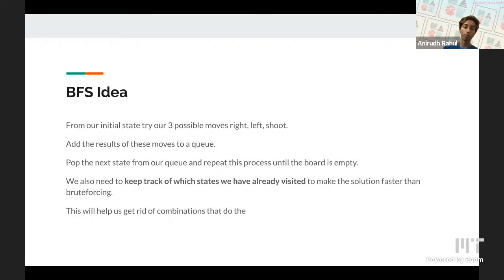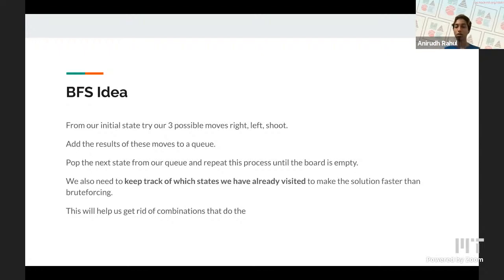And then we pop the next board from our queue, and we repeat this process until eventually all of the gorillas falling on our board are gone, right? So the main thing you need to make this algorithm better than brute force is a way to keep track of which boards you've already seen.